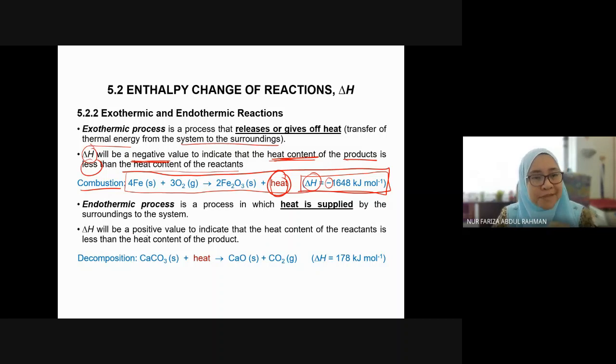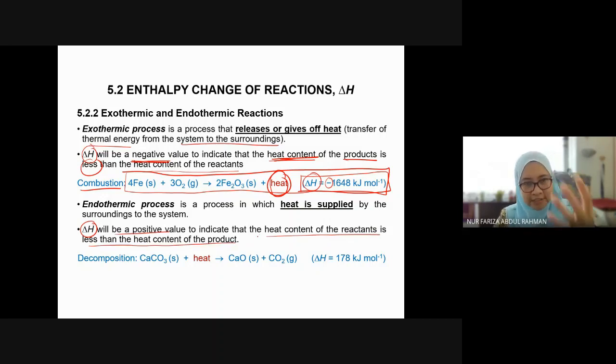Right, so opposite to exothermic process, we have endothermic process. Endothermic process is a process in which heat is supplied by the surrounding to the system. That means heat is absorbed. The system absorbs the heat from the surrounding. Surrounding lost the heat. Okay, all right, so the delta H will be a positive value. This is to indicate that the heat content of the reactant is less than the heat content of the product.